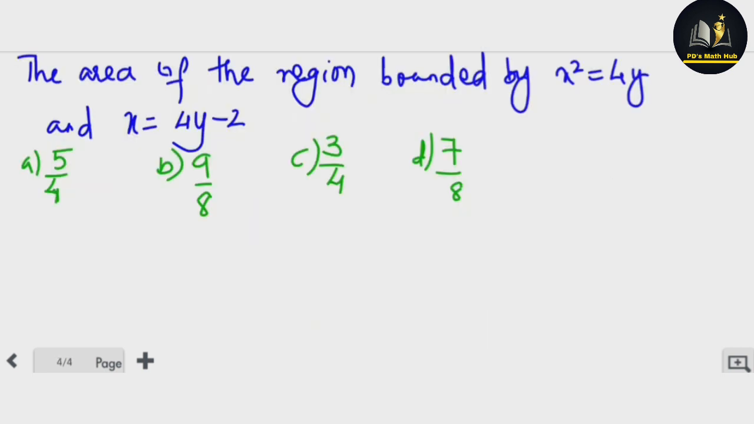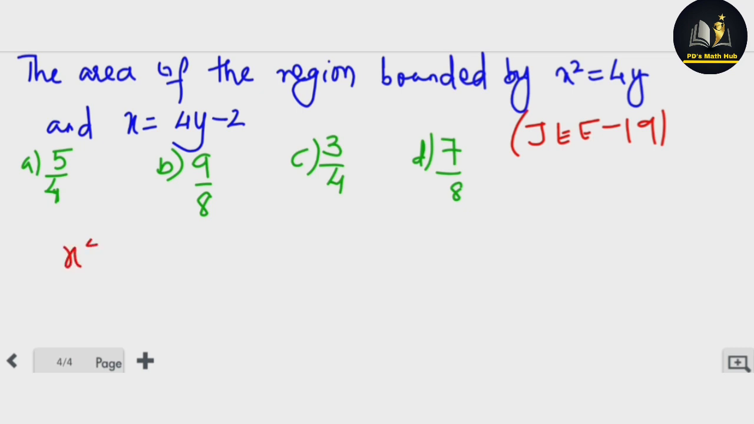Next question. The area of the region bounded by the parabola x square is equal to 4y and x is equal to 4y minus 2 is: option A 5 by 4, option B 9 by 8, option C 3 by 4 and option D 7 by 8. This question was asked in JEE 2019. For this question also you have a ready-made formula, that is the area between a parabola and a line.